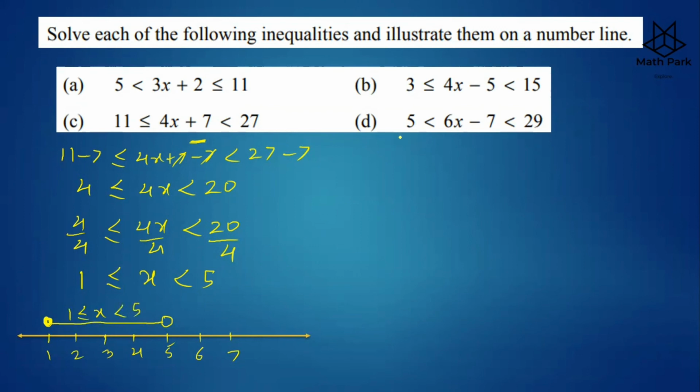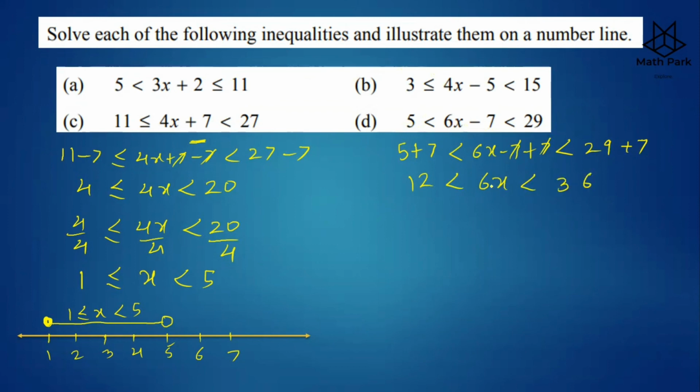Got it? Now we will be doing this D part and this A and B is homework for you. I will be doing D part. Now this is minus 7. So if it is minus 7, we'll have to do plus 7 on all sides. So we get 5 plus 7 is less than 6x minus 7 plus 7 is less than 29 plus 7. Okay, we are doing plus 7. Now 5 plus 7 is 12, less than, this minus 7 plus 7 got cancelled, we got 6x. And 29 plus 7, we get this as 36.